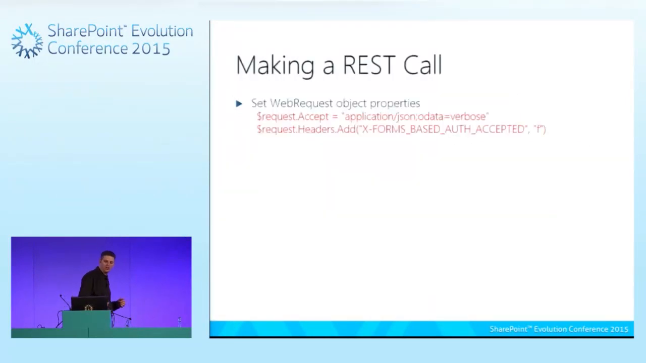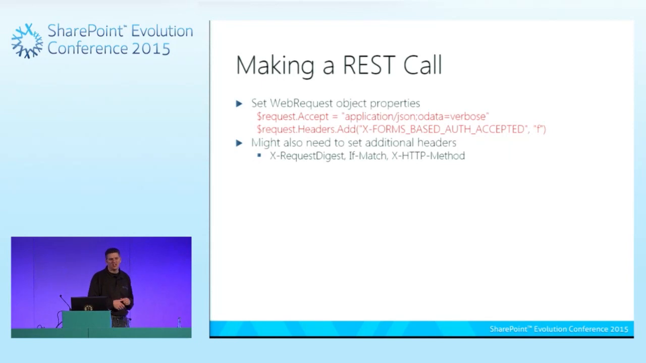Once you want to make the call, there's a couple other properties you need to set. Your accept header, so again, do you want XML or JSON back? And then you need to add a header called X-FORMS_BASED_AUTH_ACCEPTED. If I recall, the value doesn't actually matter what you put, but that header is required to be there. And then you might optionally need a request digest, an If-Match header, an X-HTTP-Method. These are relevant when you're submitting data, like when you're going to create a list or something.